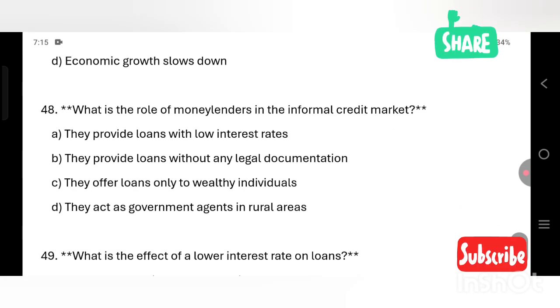Question number 48. What is the role of a money lender in the informal credit market? Option A, they provide loans with low interest rate. Option B, they provide loans without any legal documentation. Option C, they offer loans only to wealthy individuals. Option D, they act as government agents in rural areas. Option B is the correct answer. They provide loans without any legal documentation.